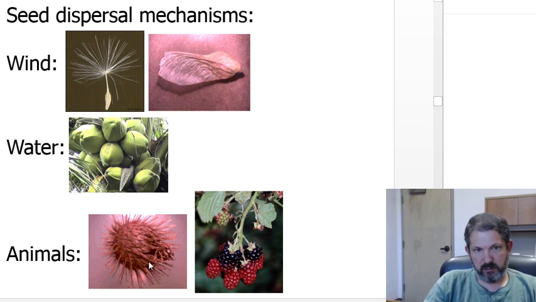Now, seed dispersal with animals. Here's something that's kind of like Velcro. You know, a burr, it sticks to you, it sticks to fur. Gets carried for a long ways that way.